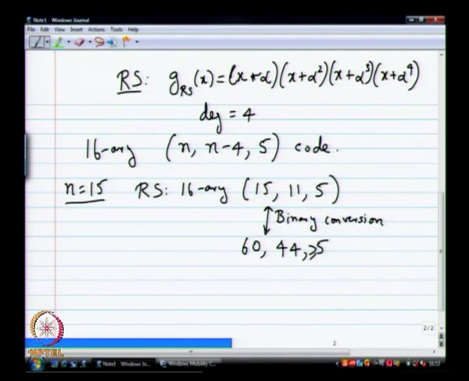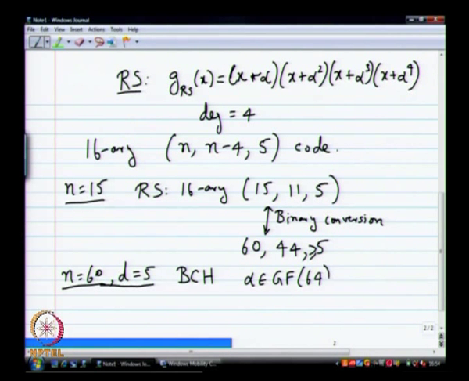Okay. So if you start with an n equals 60 BCH code, d equals 5, what does BCH give you? Once again, you will start with alpha belonging to GF(64), which is primitive, construct everything with that. And then what would be GBCH of x? It would be the product of two minimal polynomials: the minimal polynomial of alpha and the minimal polynomial of alpha power 3 of x.